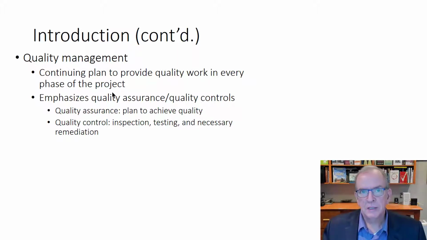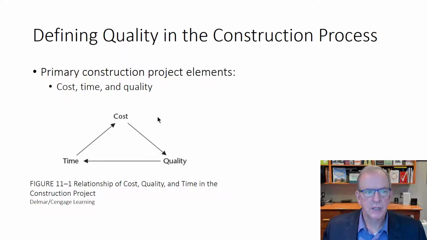You'll see in 9C we actually discuss the commissioning test and commissioning process and how that comes into being. So we want to have emphasis on quality assurance and quality controls. All right. So quality assurance is the plan to achieve quality. I'll give you a little bit more detail on that in a minute. And quality control, the inspection, testing, and necessary remediation. I have a little graph that I think will explain that really well.